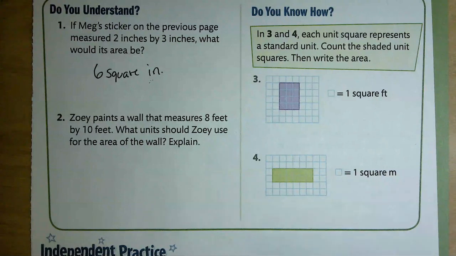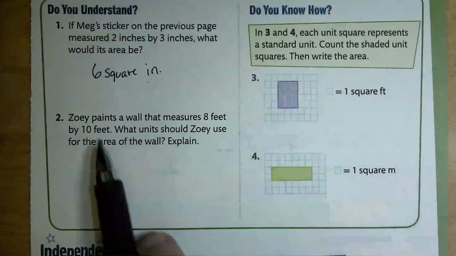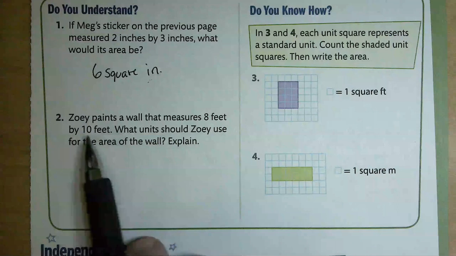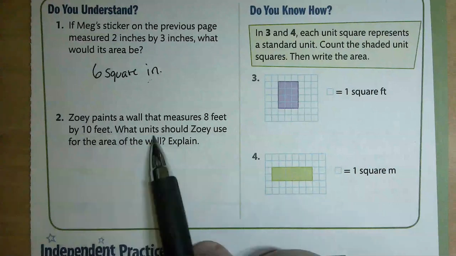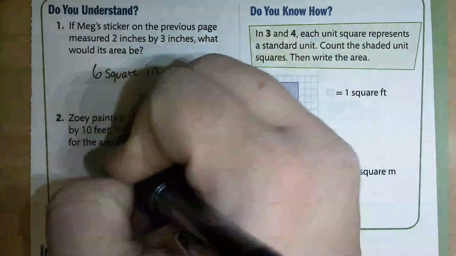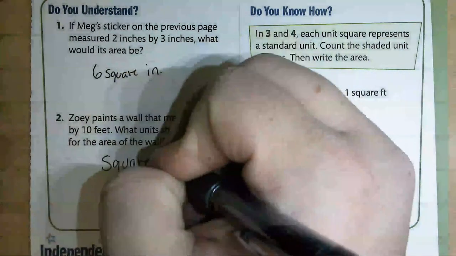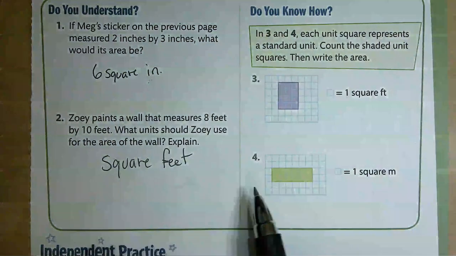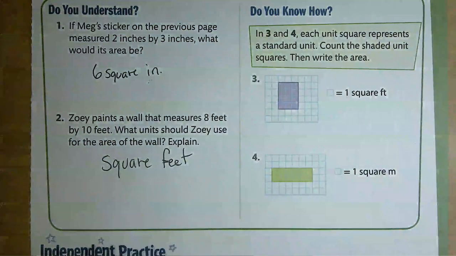What type of unit are we talking about? Well, let's look back here. She paints a wall that measures 8 feet by 10 feet. So what should the units be? Square feet, because we're talking about area. We're not just talking about feet. We want to talk about those squares. How many squares would it take to fill up that wall? So we would be using a foot for each side of our square feet.